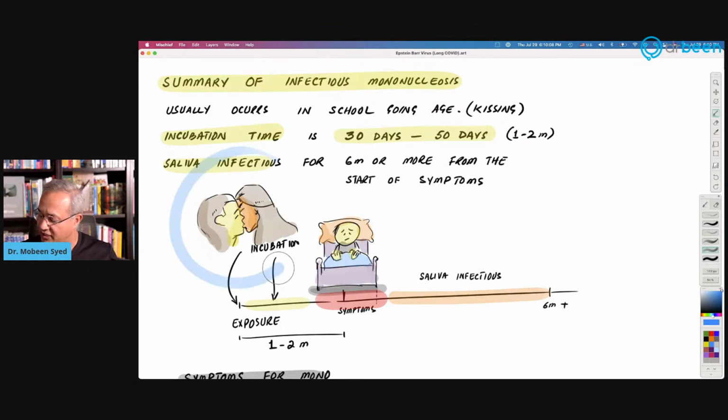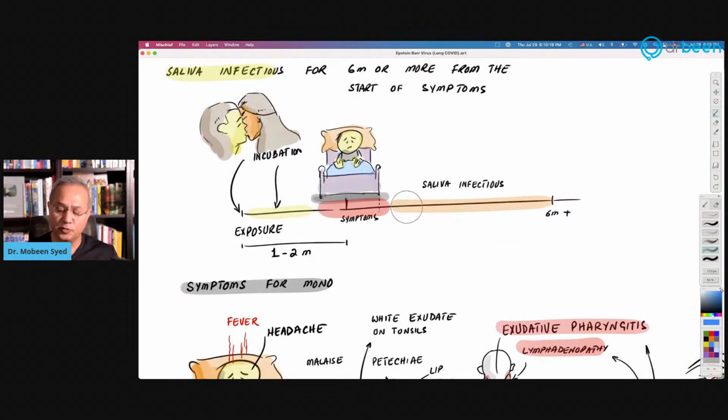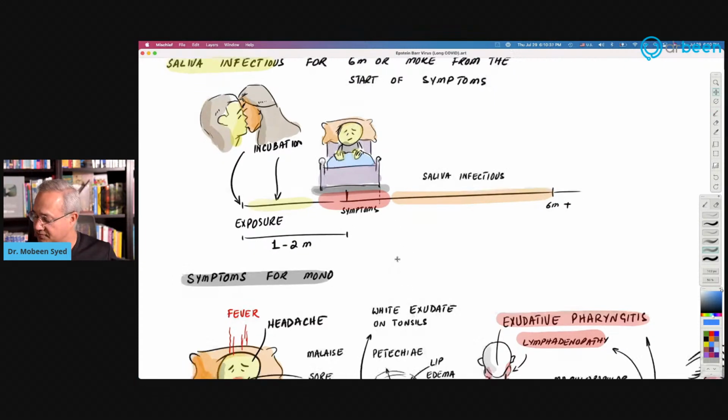So here the exposure starts, and 1 to 2 months is the incubation time, then the acute infection time, then the convalescence. From the start of the symptoms to 6 months or more after, saliva can be infectious.